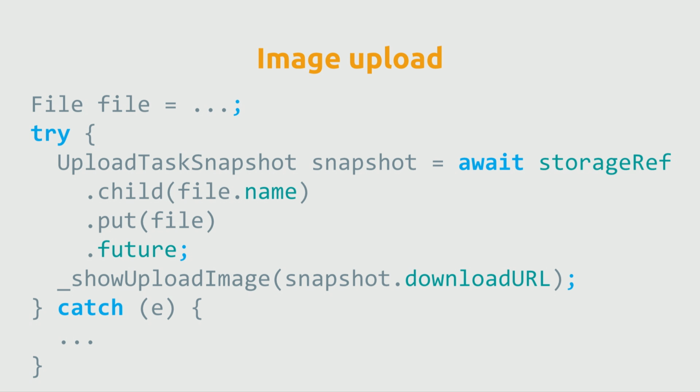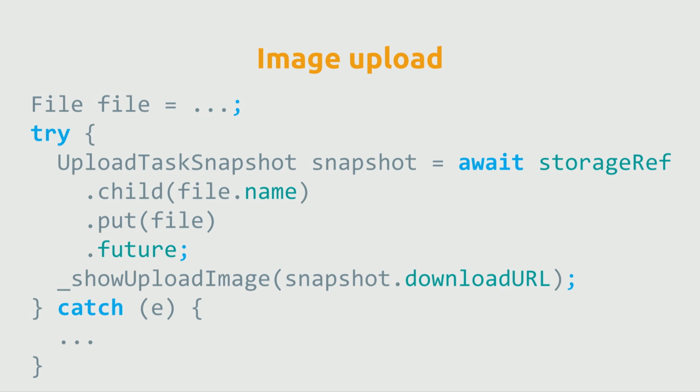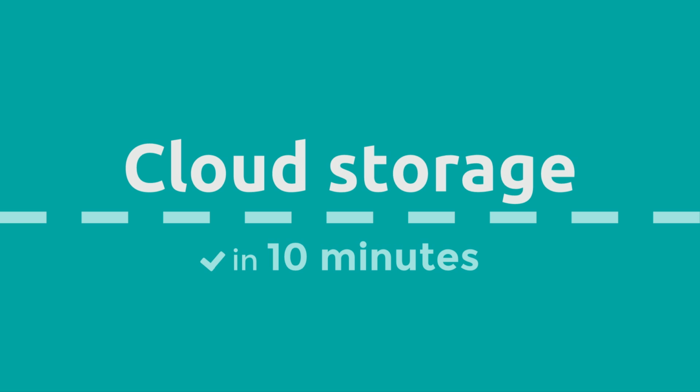You need to call the put method, but you need to also put there a path to that file. So you are calling child with the file name, and then you call the method put, which will upload the file to the cloud storage. And because we want to use futures, we will use async await and so on. And then when we have the image uploaded, we can get the download URL from the snapshot. So again, cloud storage implementation of this file upload was really easy, 10 minutes.